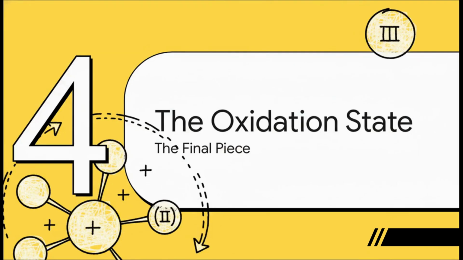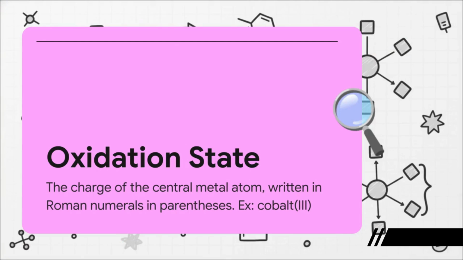We're almost there. This is the final piece of the puzzle, the oxidation state. It's that little Roman numeral in parentheses right after the metal's name. You can't guess this. You have to calculate it. It's just a tiny bit of algebra. You look at the overall charge of the complex, you know the charges of the ligands, and you just solve for the metal. It's an absolutely crucial step.